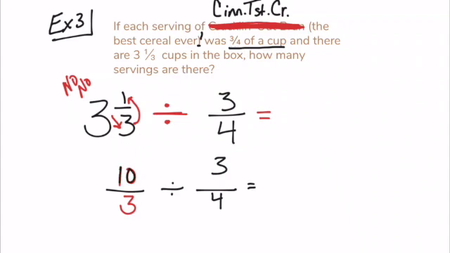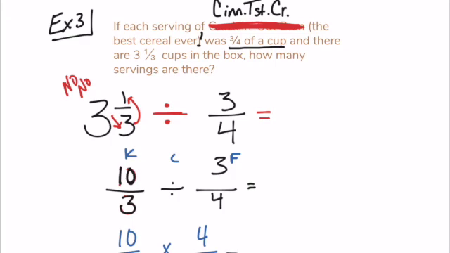Okay, so we're dividing with fractions, which we actually are never allowed to do. So we have to do keep, change, flip. Keep the first fraction the same, 10/3. Change your division to multiplying, and flip the second fraction upside down.